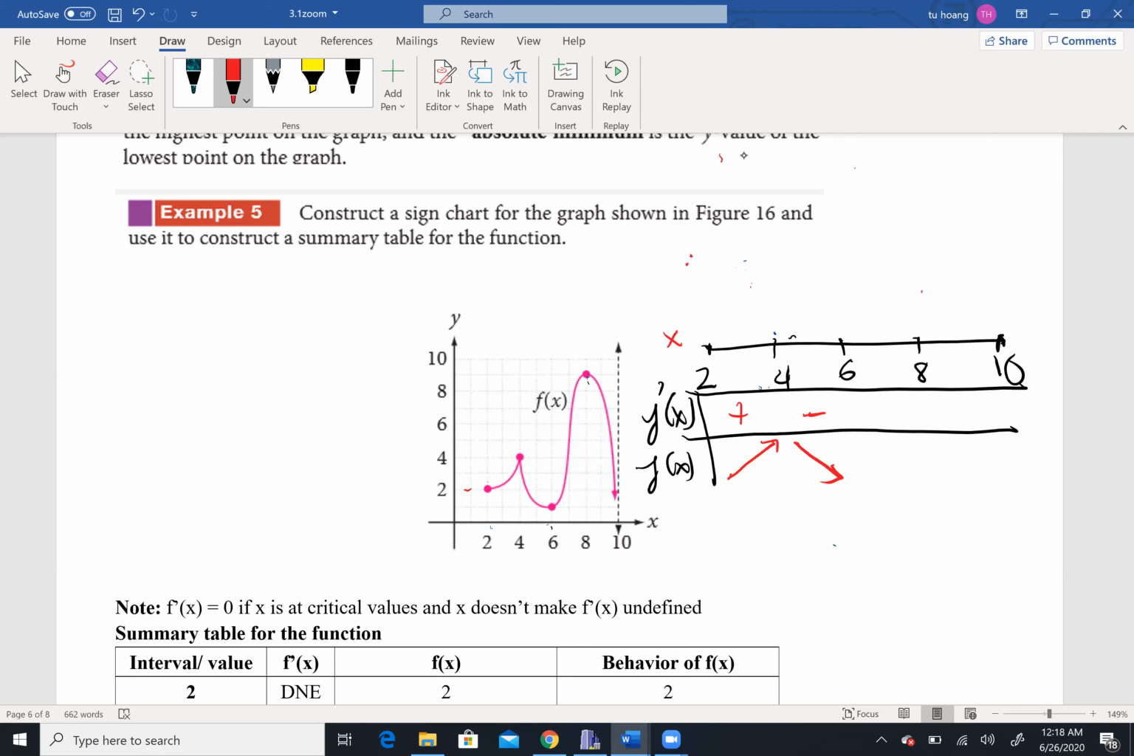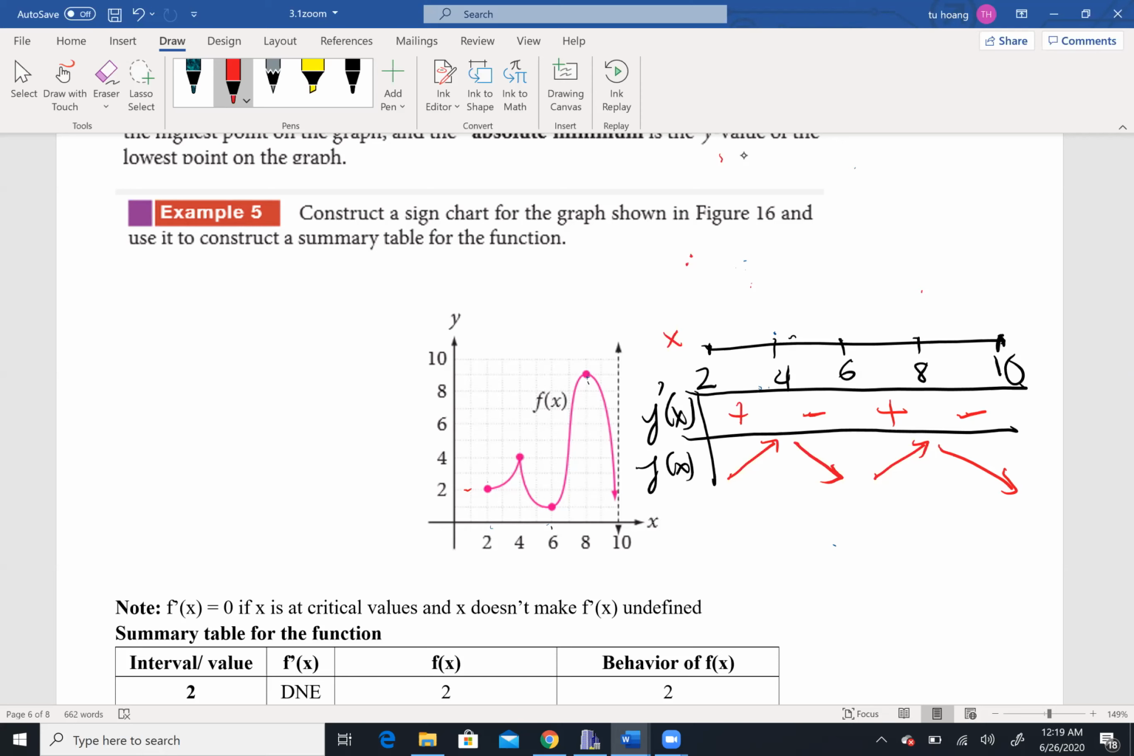And from 6 to 8 is going up again, is increasing. So then I'm gonna have positive for the f of x. And similarly, from 8 to 10, it's going down. So I'm gonna have negative here, right? Okay, now I may have to think about the value of f of x for each of these special cases.